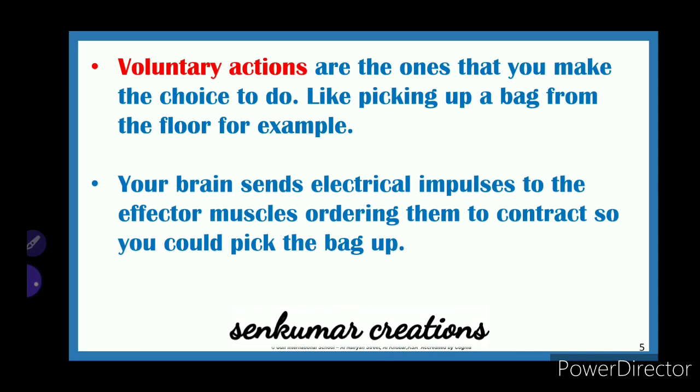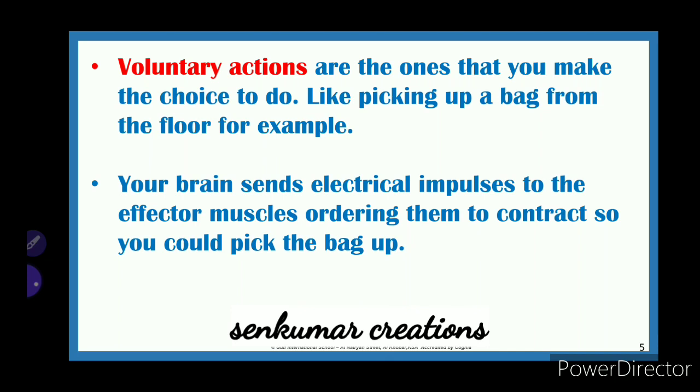Okay, so you can see your brain sends electrical impulses to the effector muscles, ordering them to contract, so you could pick the bag up. So your brain sends electrical impulses to the effector muscles, right? Here the information goes to the effector muscles, ordering them to contract, so you could pick the bag up. So voluntary actions are slower than involuntary actions, and they start at the brain.